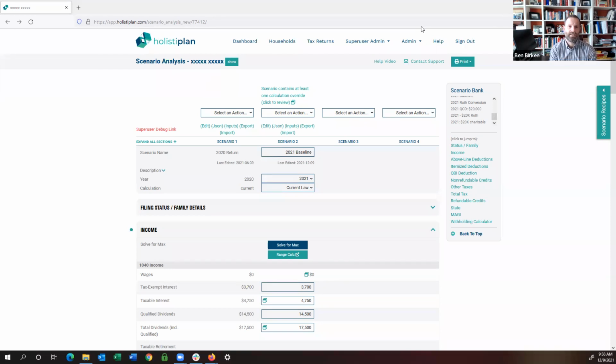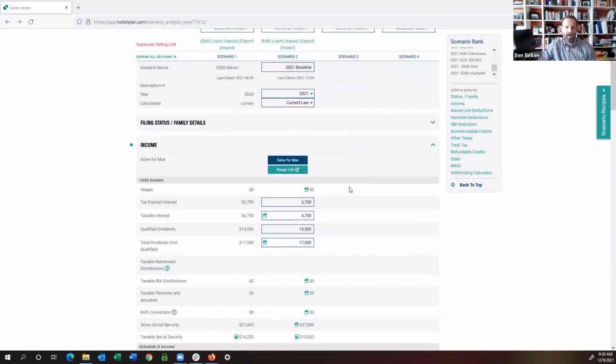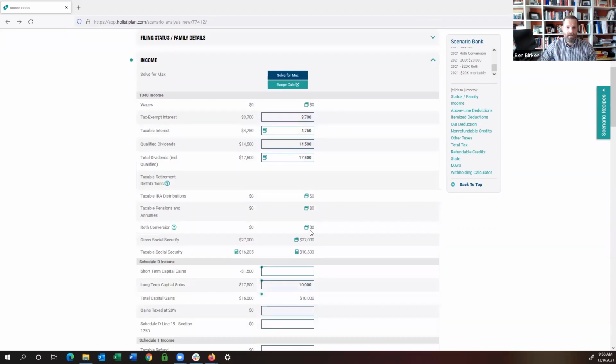So you can see I'm already starting here within a scenario analysis page. This is one of our model households. This household is supposed to be a retired couple where both folks might be taking Social Security, but are not yet at required minimum distribution stage. So their pattern is that they've got income coming from dividends and interest. They've got some Social Security. And in this particular case, we modeled it so that they have $10,000 of long-term capital gains.